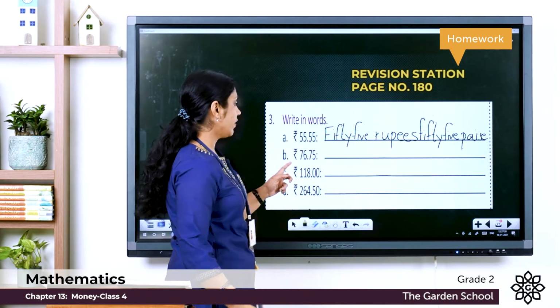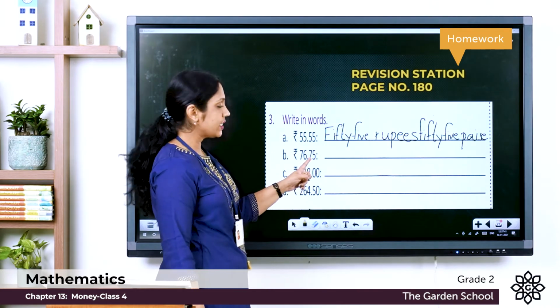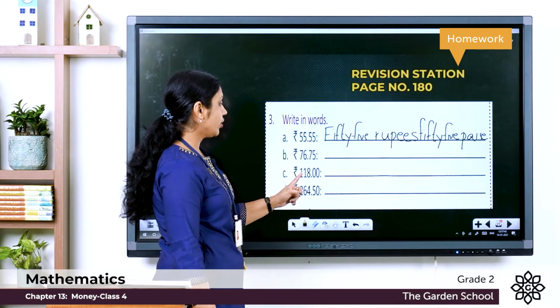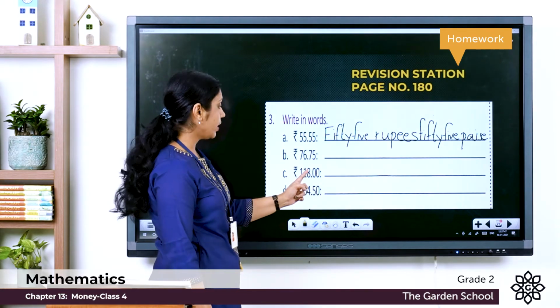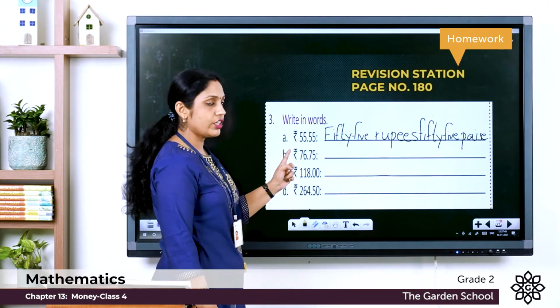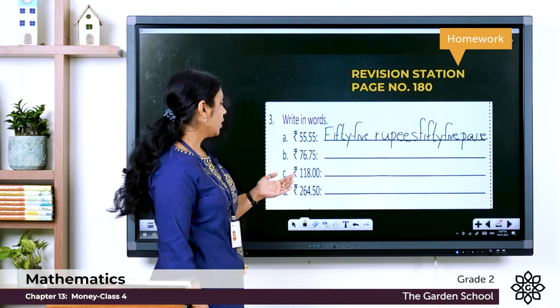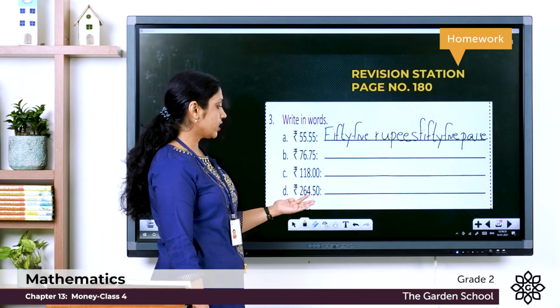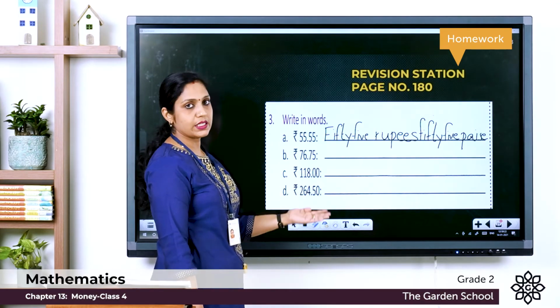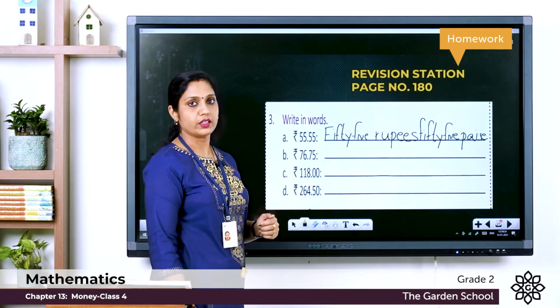Next you have 76 rupees 75 paise, 118 rupees. Here you can see after the dot it is 0, 0. So that means it is 118 rupees. There is no paise. Question D. Here we have 264 rupees 50 paise. So similarly here you can write it.